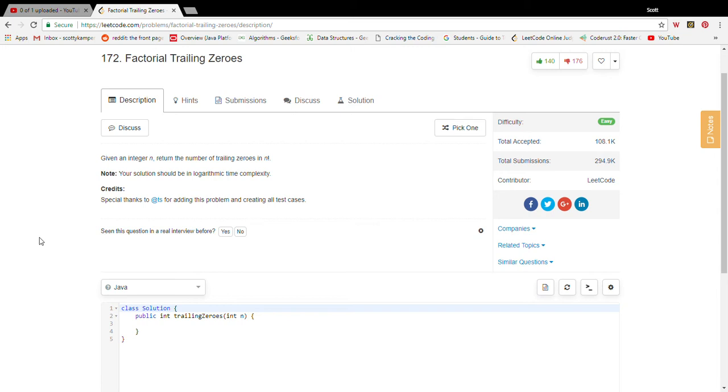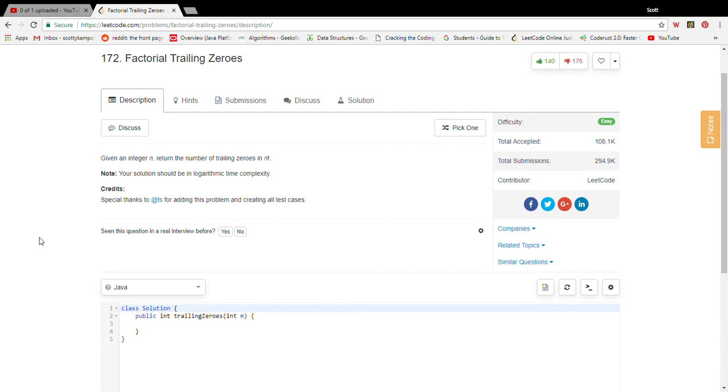So think about it. Say we're working with 10 factorial. How many factors of 2 are there? Well, we've got 2, 4, 6, 8, and 10. Okay, well, how many factors of 5 are there? Well, there's 5, and then there's 10. 10 has a factor of 5, obviously.